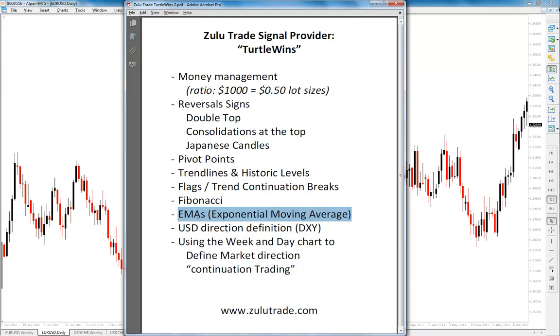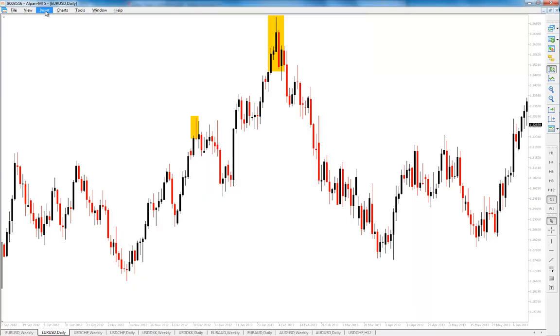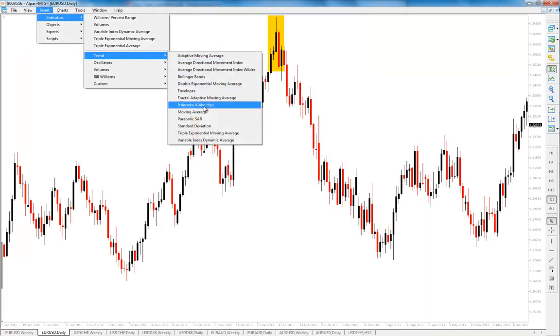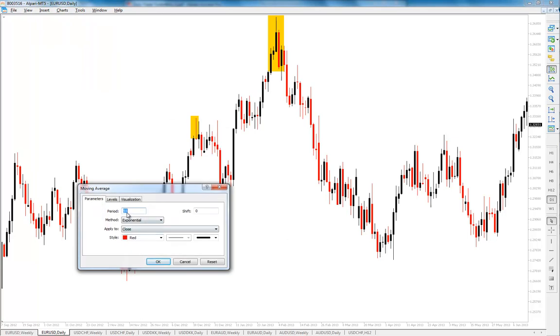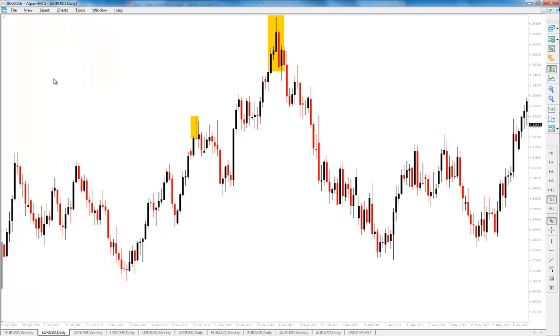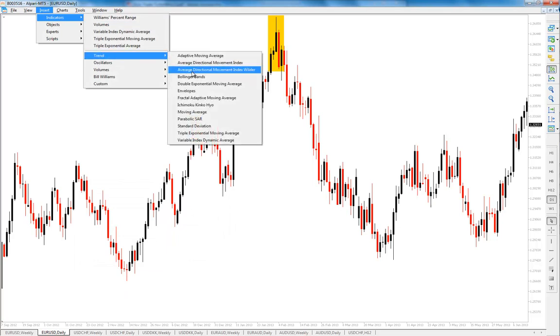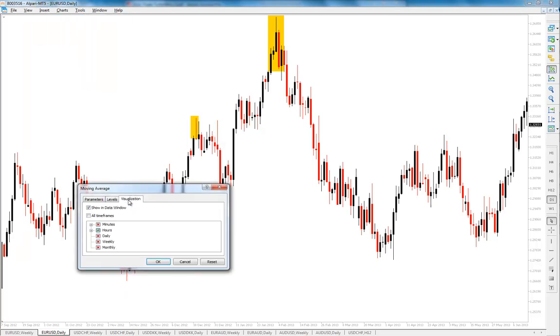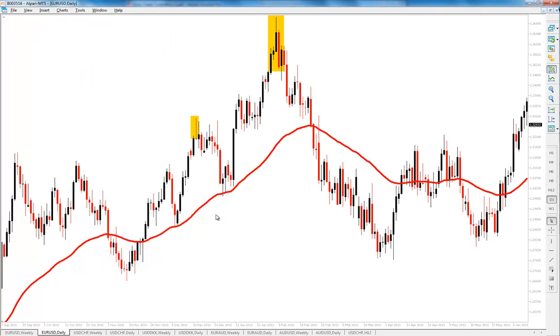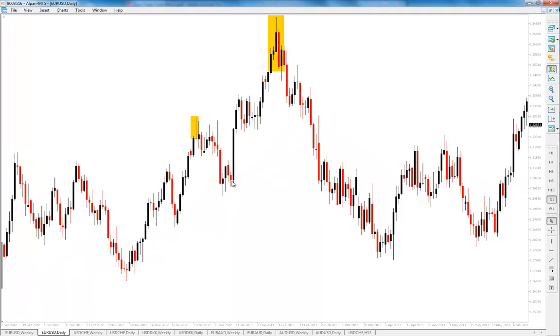Now, there's a couple that I like to use. This particular one would be the 55 exponential moving average. Oh, it doesn't want to come on. Trend moving average. There. So as you can see, we then had another Japanese candle or a rejection sign here, and for another reason I'll explain later, I went for a long here.